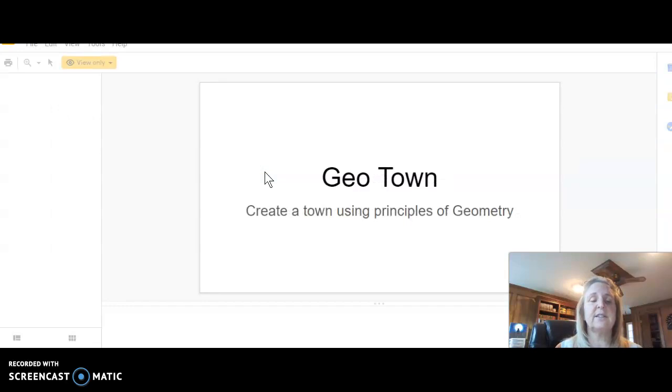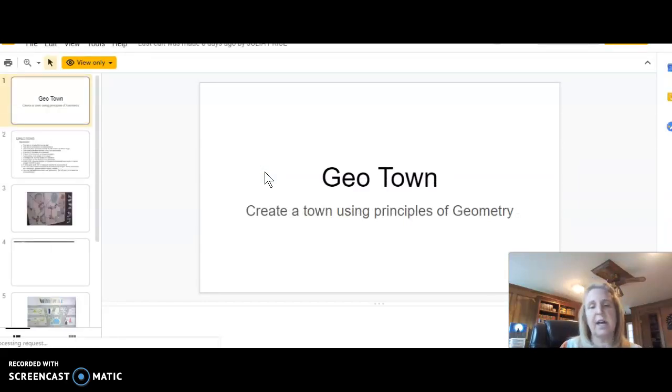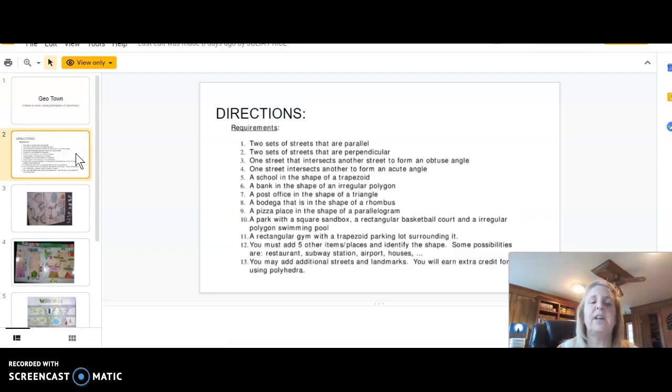So this is a project that you're going to create, and it's called GeoTown. And you're going to create a town using the principles of geometry. So you'll come to the next slide and it tells you what the requirements are. There are 13 requirements, okay? 2 sets of streets that are parallel, 2 sets of streets that are perpendicular, 1 street that intersects another street to form an obtuse angle. So remember, an obtuse angle is an angle that is greater than 90 degrees. And intersecting streets are streets that cross.